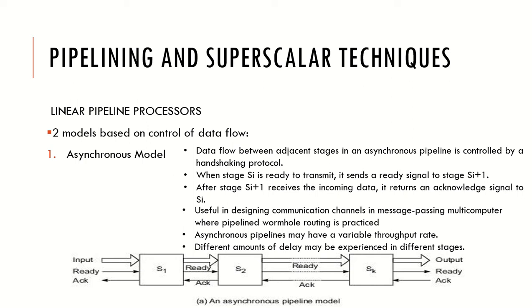So all these can actually make a restriction in the performance of the system. That is why it is said that the throughput rates may be variable in the case of an asynchronous model of linear pipeline processor. Moving on to the synchronous model.